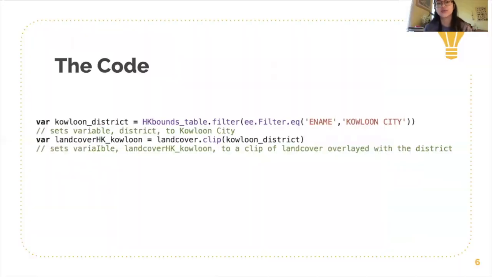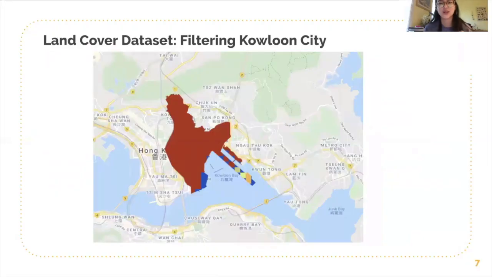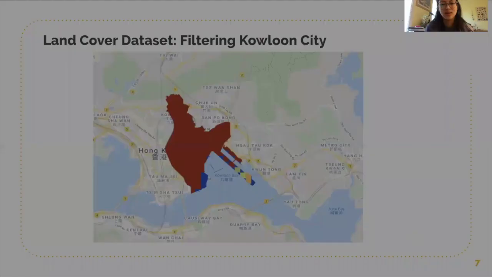And this code is for if you want to filter out a certain district within Hong Kong. So I chose Kowloon City, which is where my grandparents live. And when you see this dataset, you can definitely tell it is mostly developed.